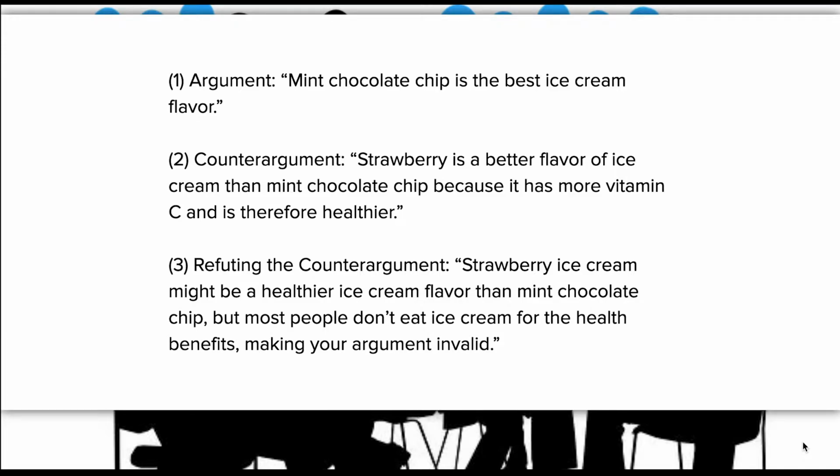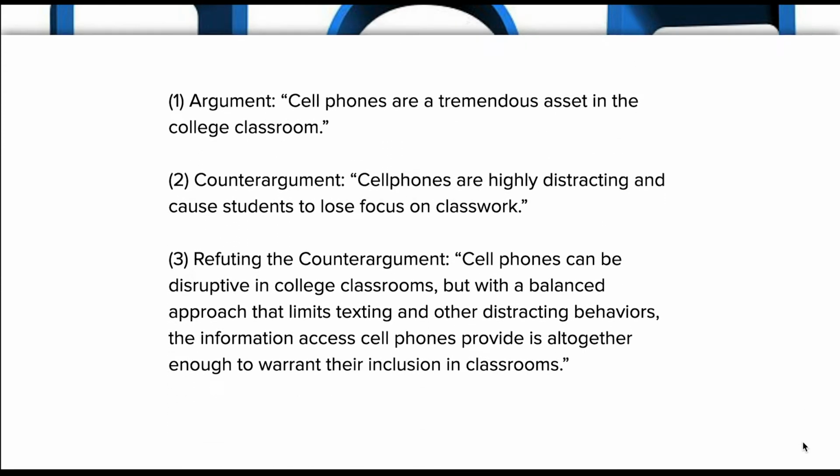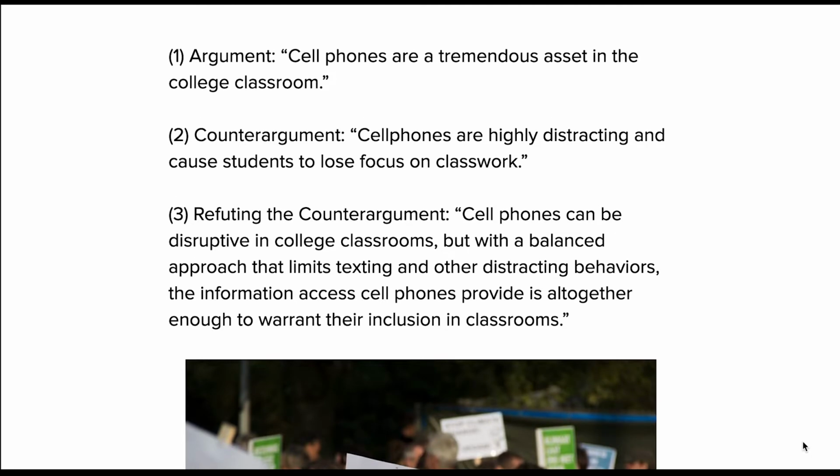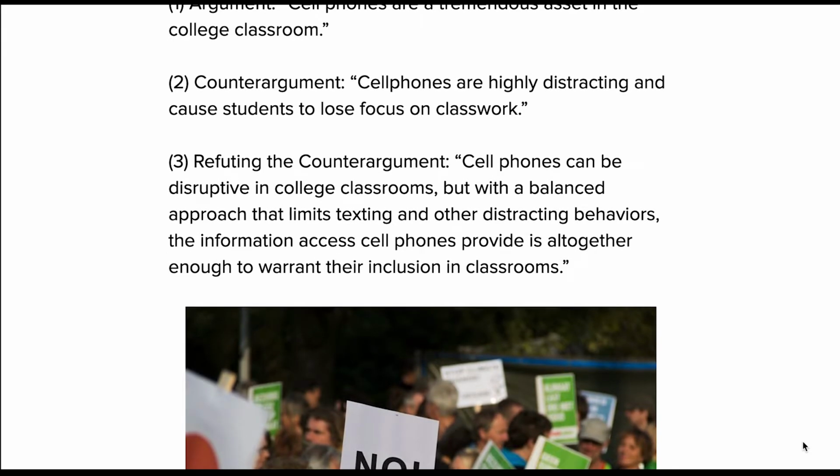So here's an example of a counterargument. The argument is that mint chocolate chip is the best ice cream flavor. This is going to be controversial. This is going to be heated. Someone, an informed writer making that argument, might include a section of their article that is geared around refuting counterarguments. So they might say strawberry is a better flavor of ice cream compared to mint chocolate chip because it has more vitamin C and is therefore healthier.